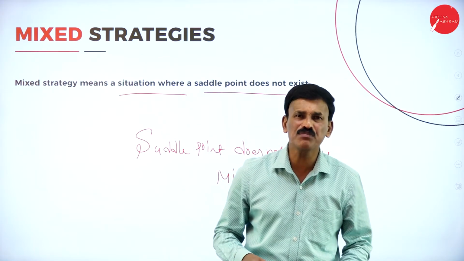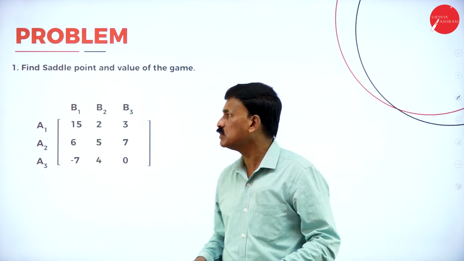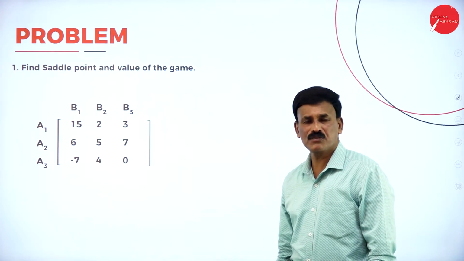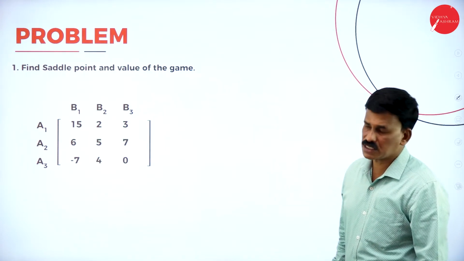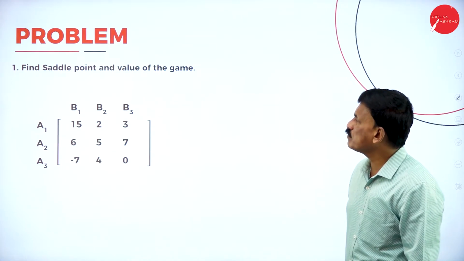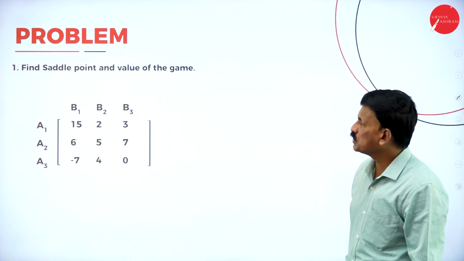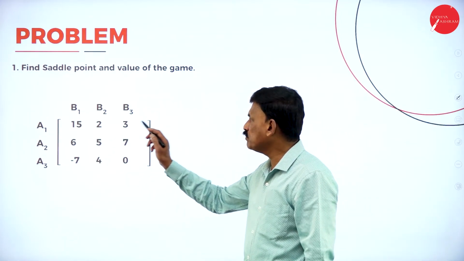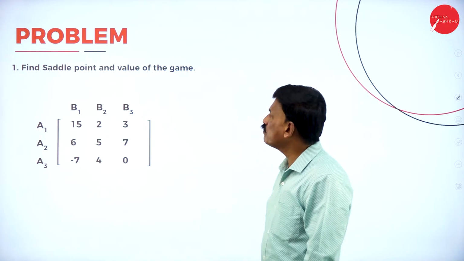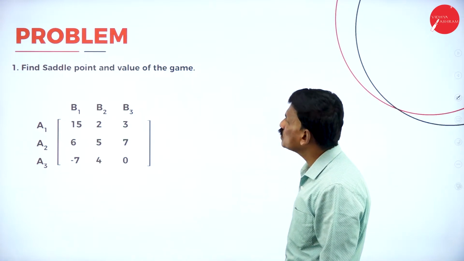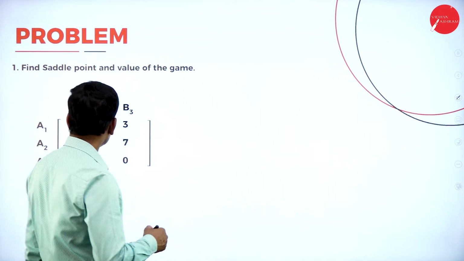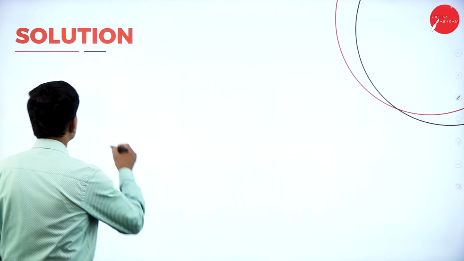Now let us take one simple problem. Usually they will ask problems like this, so you may get one definite question from this type of problem: find the saddle point and the value of the game. This is 3 rows, 3 columns. The players given are A1, A2, A3, B1, B2, B3. So we have to find the saddle point and the value of the game. Okay, let us take this problem and I'll take the solution here.